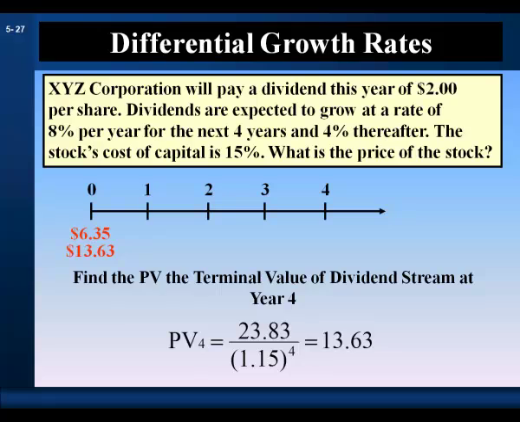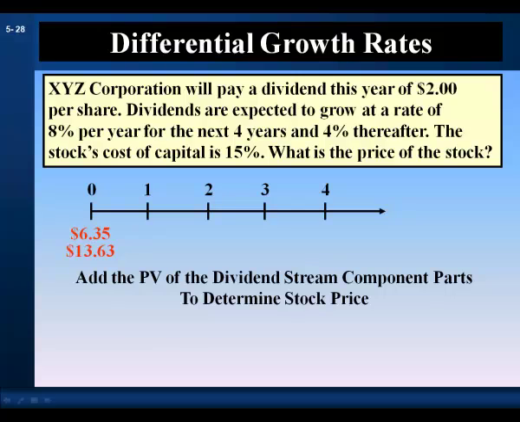We discount that year 4 terminal value back to the present at 15% for 4 years. Its present value is $13.63. We add the present value of the dividend stream component parts to determine the stock price. $6.35 plus $13.63 gives us a price for the common stock of $19.98.